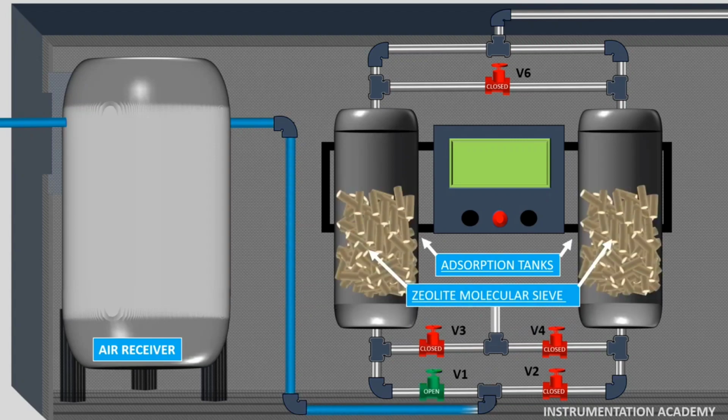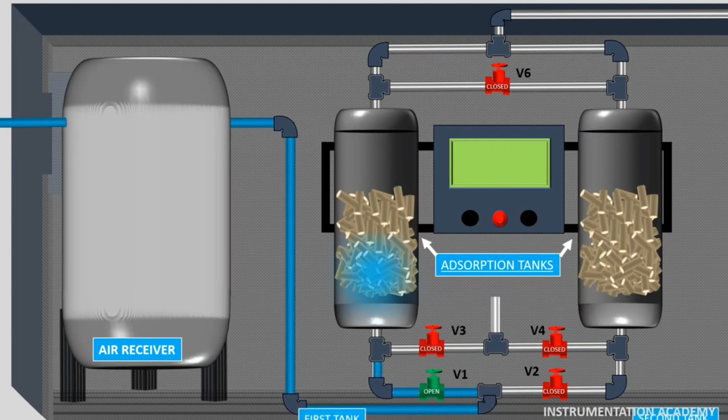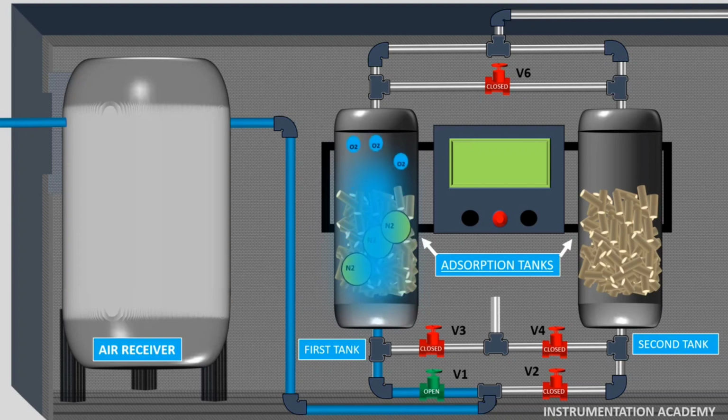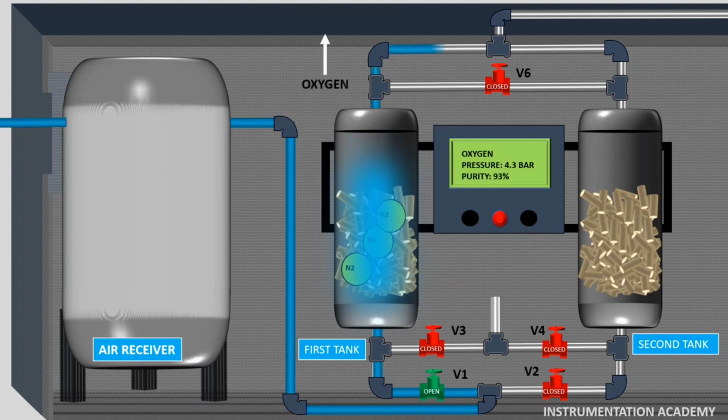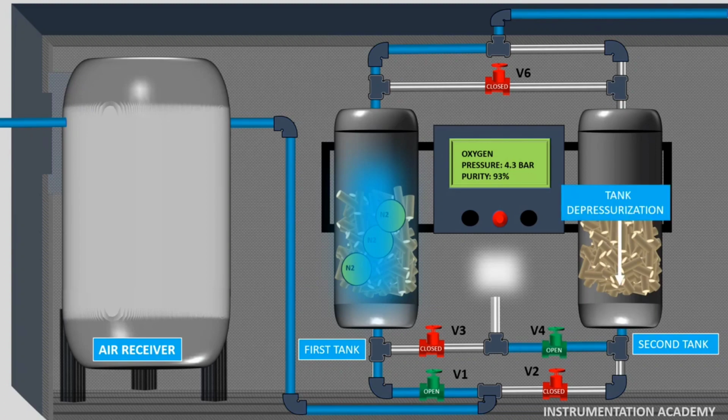Dry compressed air from the air receiver is blown through a valve V1 to the first tank, where the pressure is built to reach the operating pressure. As the air passes through the zeolite in the first adsorption tank, the nitrogen molecules get trapped in the pores of the zeolite while oxygen will pass through the adsorber and exit as product gas. This takes place until the adsorber has reached its maximum adsorption capacity. Simultaneously, the second tank is depressurized to atmospheric pressure by opening valve V4. When the atmospheric pressure is reached, this valve V4 is closed.